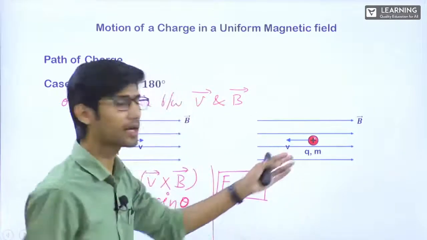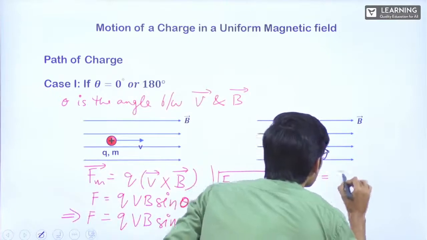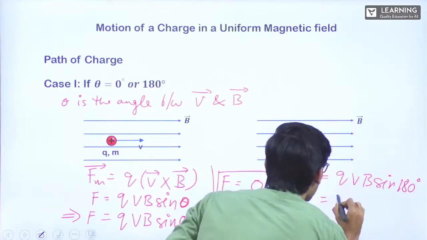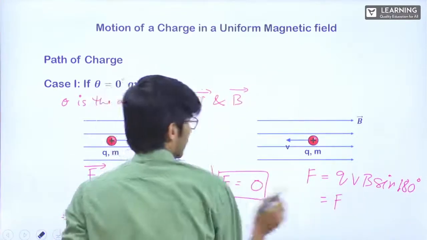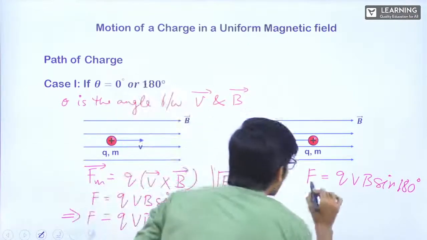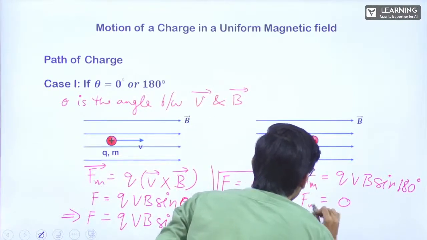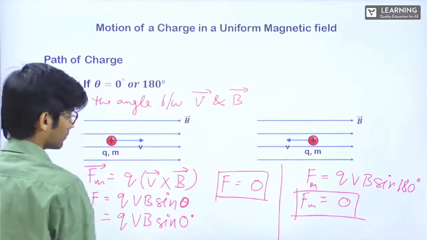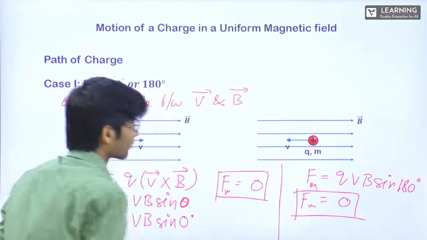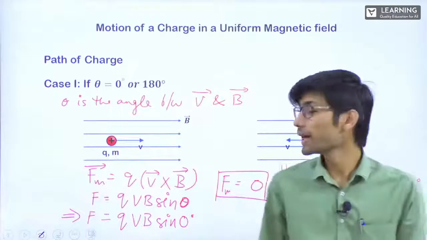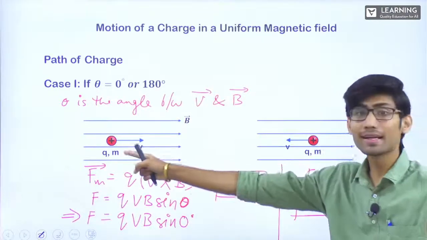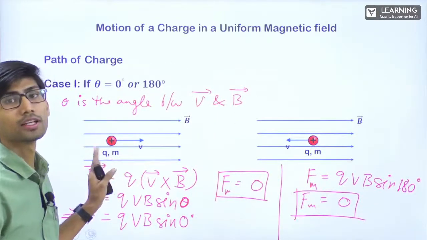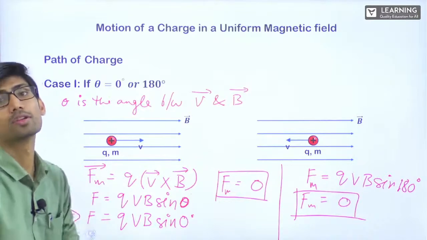In fact, if I write F is equal to QVB sine 180 degrees, from here also what I am getting is 0 only. Correct? Did you get the point? So that means you can write a note. If a particle is moving parallel to magnetic field, then it will experience no magnetic force. It will experience 0 magnetic force.